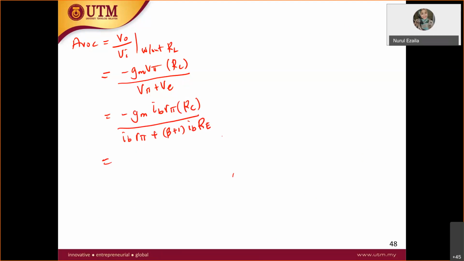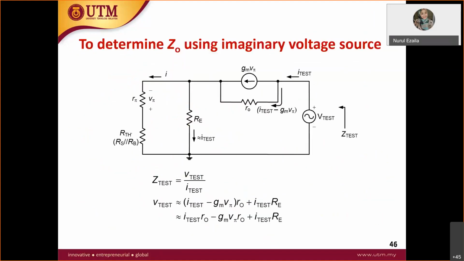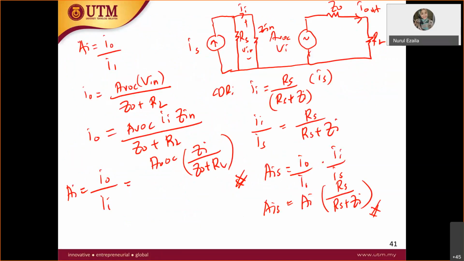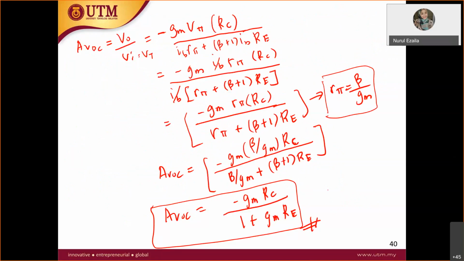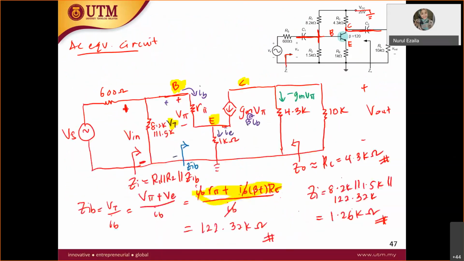So moving from here, cancel out everything here. So finally, from the derivation, you simplify this, and whatever here, you will get negative gm over 1 plus gm RE. Where is the derivation? I have actually derived everything here. For the AVOC, how we managed to get this? You better see on your own, because we replace r pi with beta over gm. So finally, you will get this.